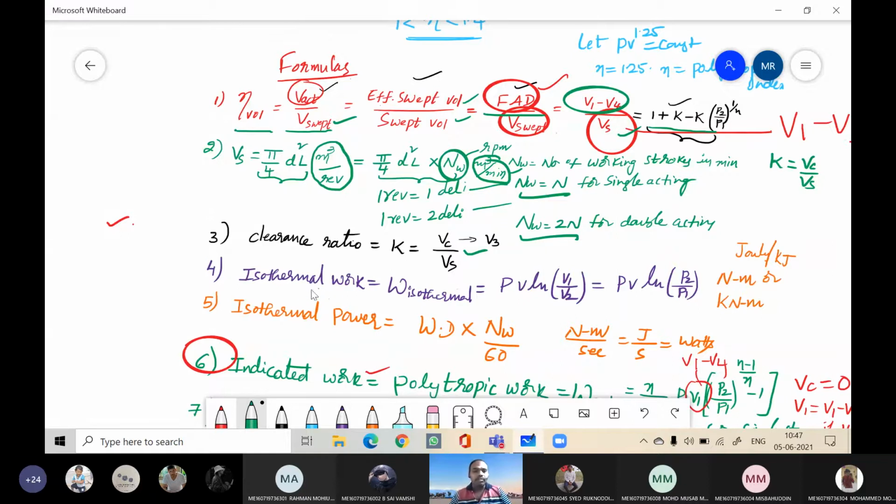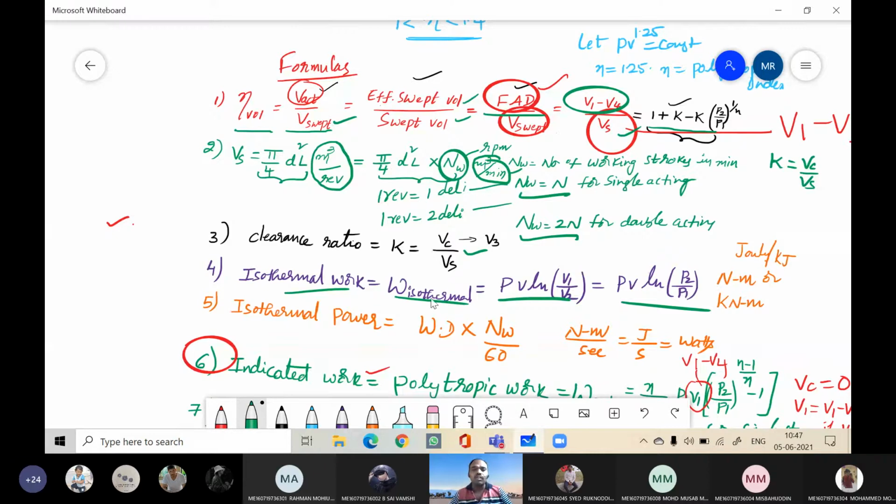Next one is the isothermal work. The work done during the isothermal process is called isothermal work. It is PV ln V1 by V2 or P2 by P1. This is the compression work. If it is an expansion work, this will become the reciprocal, V2 by V1 and P1 by P2. While deriving we got V2 by V1 because there we assumed the process as expansion, whereas for compression that will be reversed, V1 by V2.